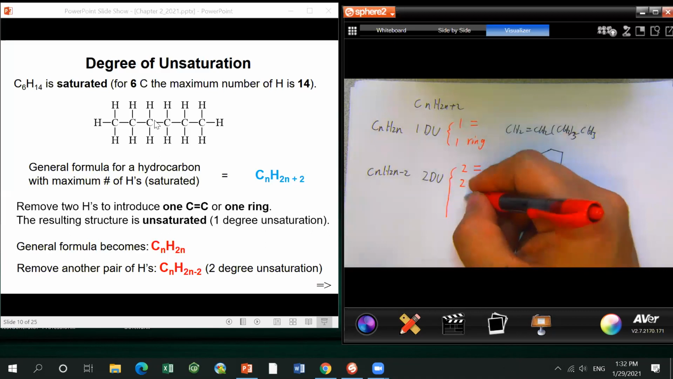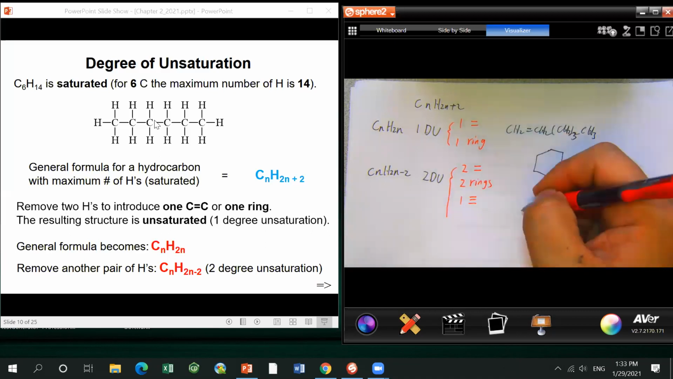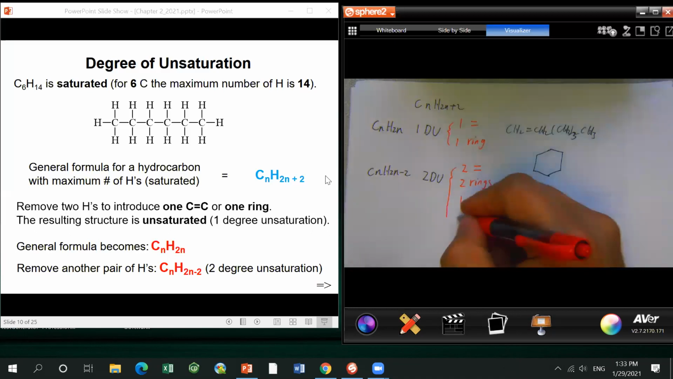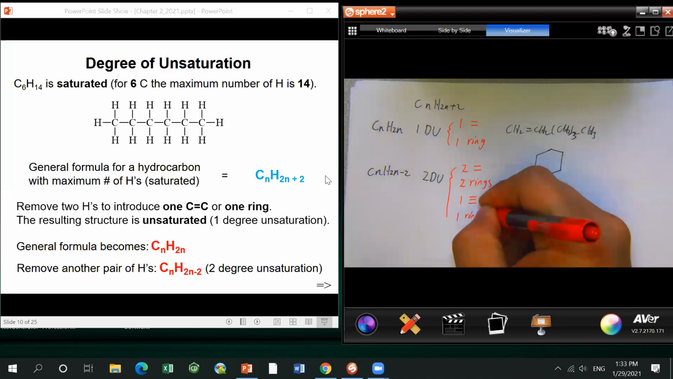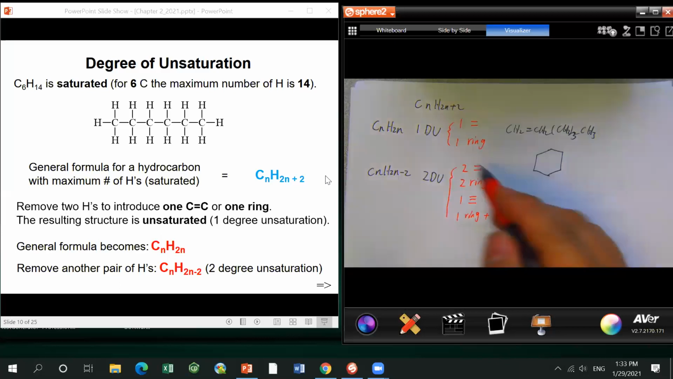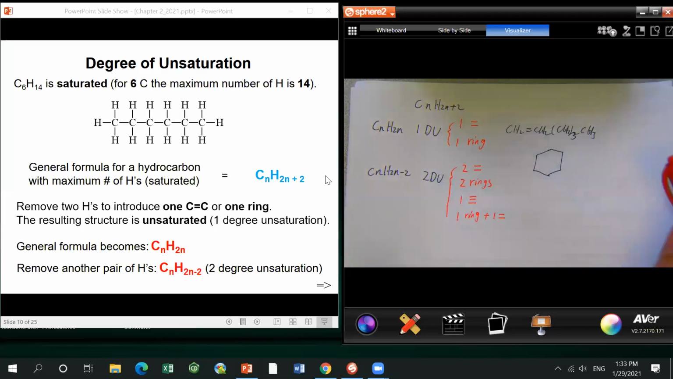Or one triple bond. A triple bond counts as two degrees of unsaturation. Or one ring plus one double bond. So those can all be counted as two degrees of unsaturation.